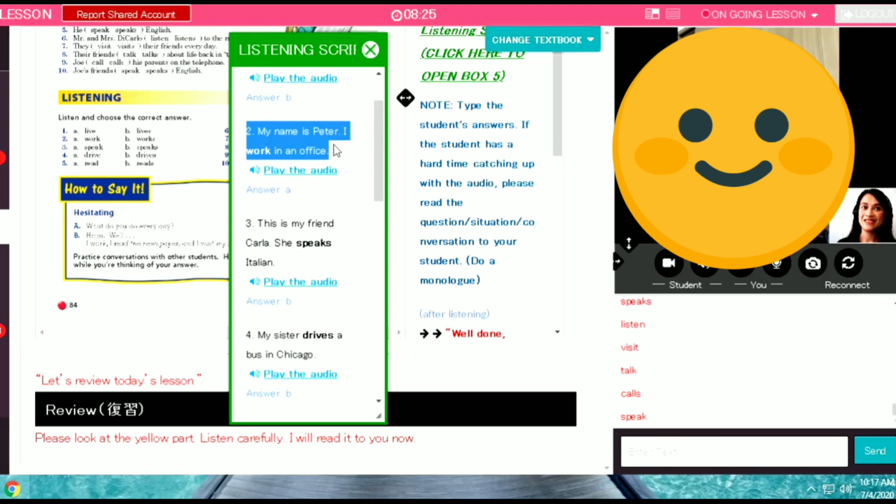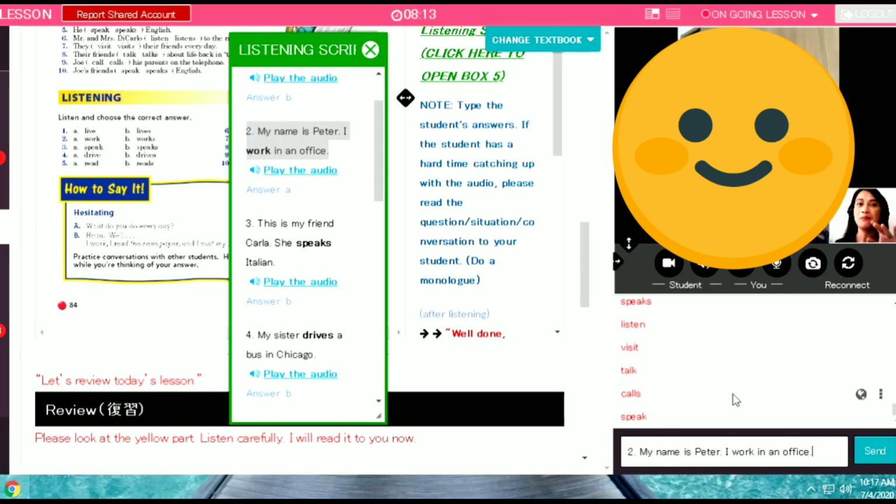Work. Yes, that's correct. Work. Very good. Good job. So, how about this: teacher will type the sentence in the chat box so that we will read again, okay?